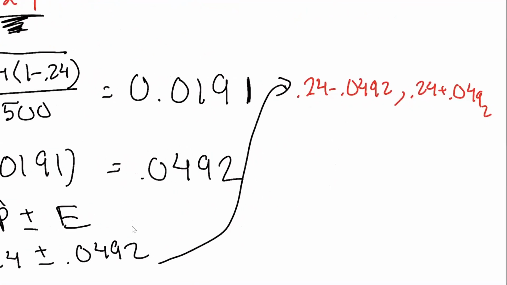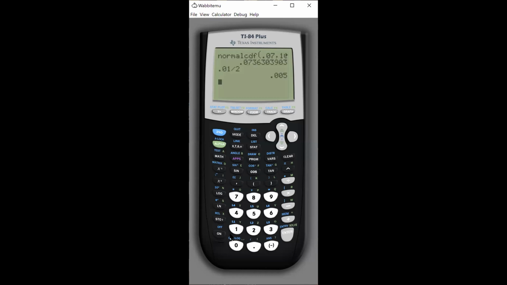All right, so let me go over to the TI-83 and I'm going to do that in the calculator. So we'll turn it on. We'll say 0.24 minus 0.0492, and you get 0.1908.